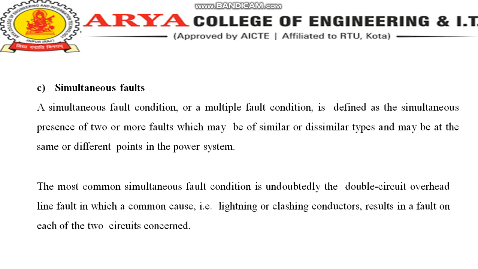The third one is the simultaneous fault. A simultaneous fault condition, or a multiple fault condition, is defined as the simultaneous presence of two or more faults which may be of similar or dissimilar types and may be at the same or different points in the power system. These types of fault occur due to lightning or clashing conductors, resulting in a fault on each of the two circuits concerned.